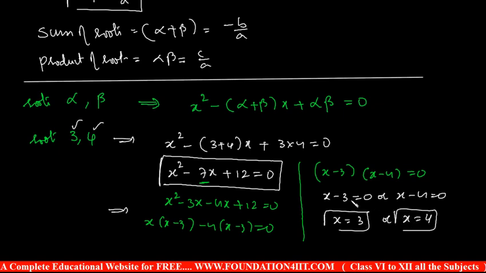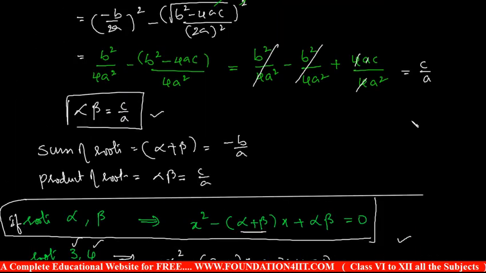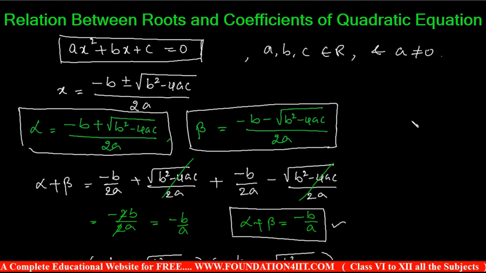Vice versa, if the roots are alpha comma beta, then the quadratic equation using those roots is x square minus sum of the roots into x plus product of the roots is equal to 0. So these are the relations between the roots and coefficients. Next we will see some reciprocal quadratic equations also.